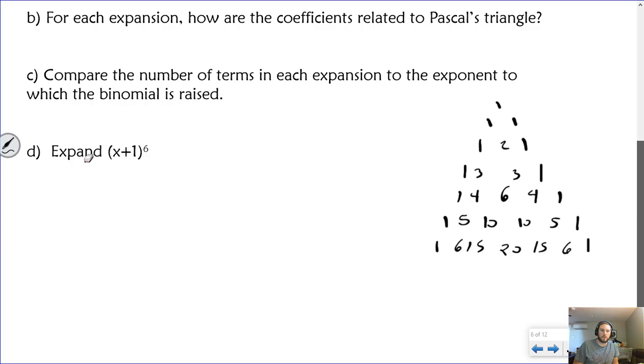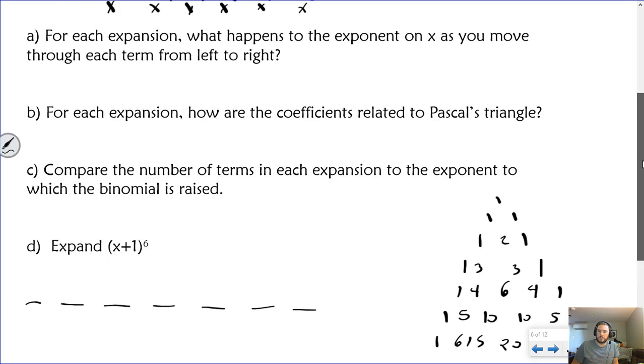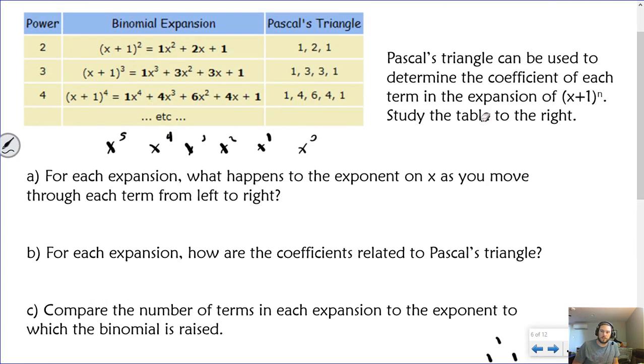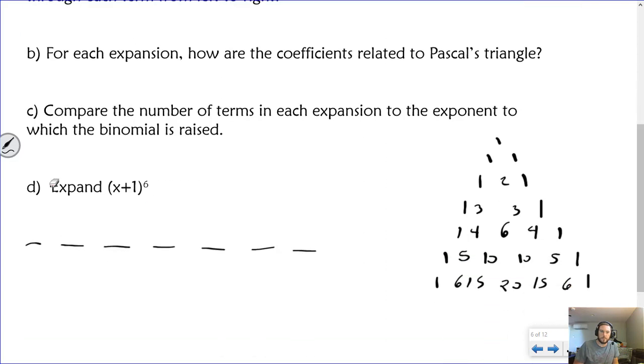Right, so now what we know is that x plus 1 to the power 6 is going to have 7 terms. It's going to have 1, 2, 3, 4, 5, 6, 7. And the operation that's in between each term is a plus. So we're going to have plus, plus, plus, plus, plus, plus. We know the coefficients are going to match the sixth row of Pascal's triangle. So it's going to be 1, 6, 15, 20, 15, 6, 1.